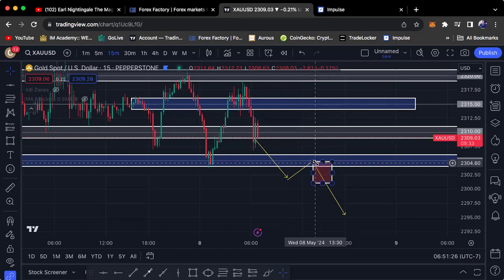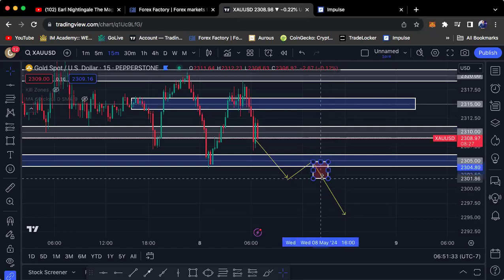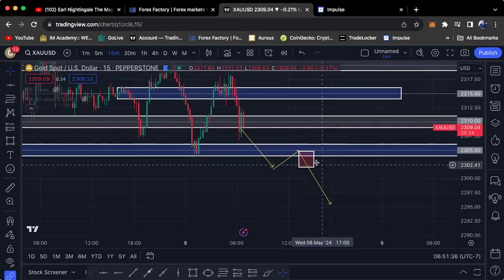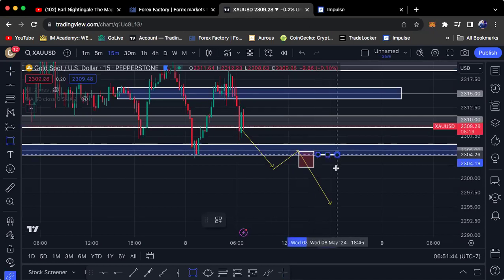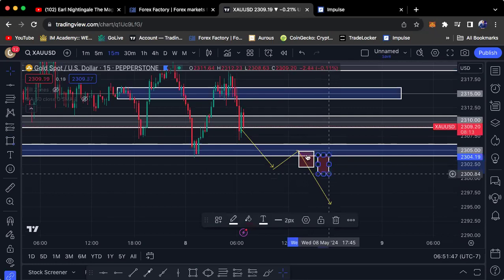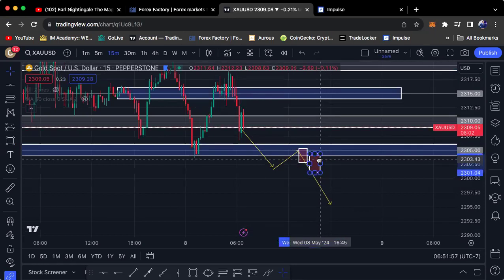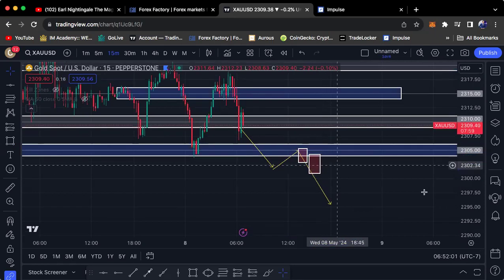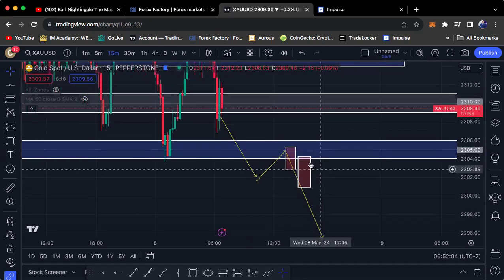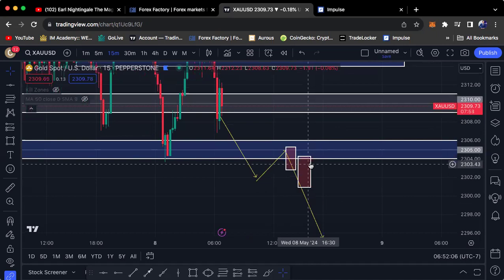Once it forms a red confirmation candle here, enter on the next candle. Don't enter at this candle, enter at the next candle. It creates it here. Enter on the next candle. To be more safe, enter on the next candle.